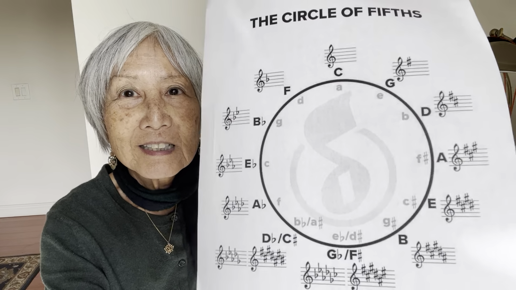Have you heard of the circle of fifths? What is the circle of fifths? The circle of fifths is a visual representation of the 12 tones of the chromatic scale. It looks something like this. So what does that mean?